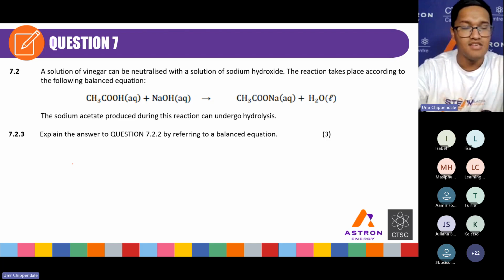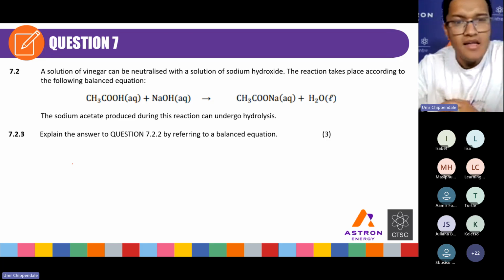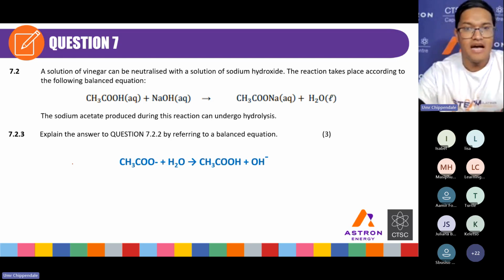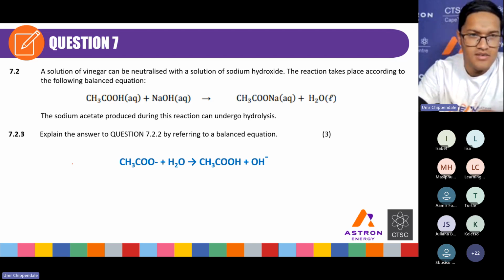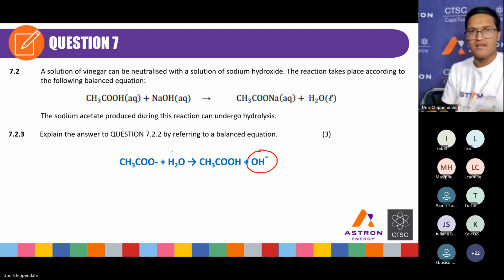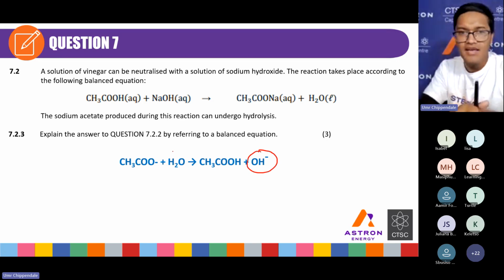Because here they're asking 7.2.3. We need to explain this answer by using a balanced equation. Whenever we mix these together, this is how the equation will turn out. But do you see that? This ends off with OH minus ions. Now remember, whenever you have OH minus ions, does that mean it will be more acidic or basic?